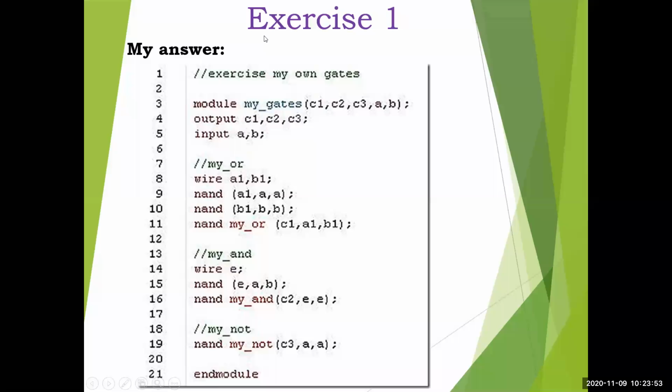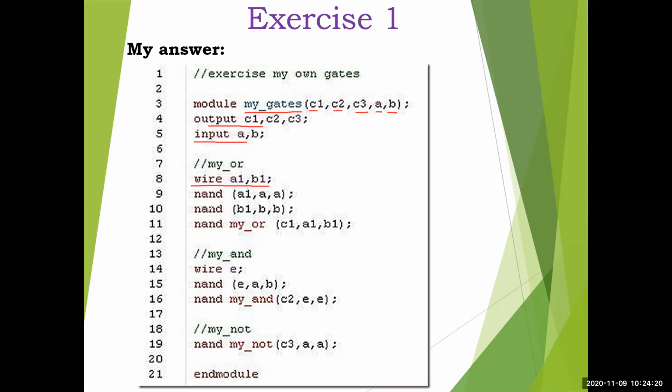So in the module, I have written all three in a single program, and called it my gates. C1, C2, C3 are the outputs, right? C1 is my OR, C2 is my AND, and C3 is my NOT gate. A and B are the inputs. That's what is written here, the declaration of ports, input and output. Then wire we have used. For the OR gate I have used A1 and B1, so wire I have used. This first part is about the OR gate.